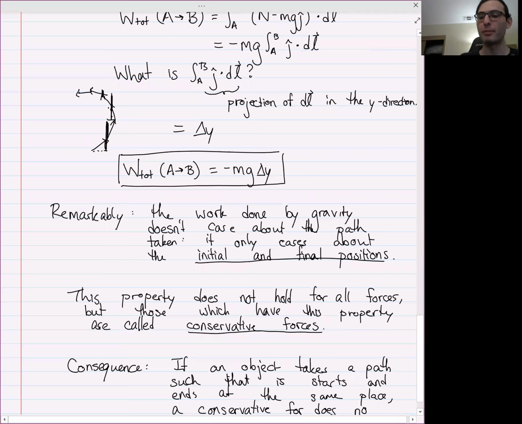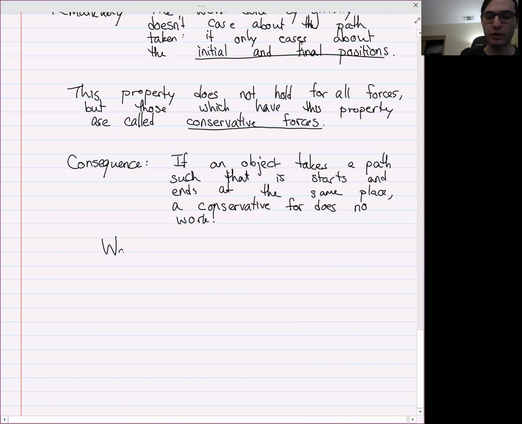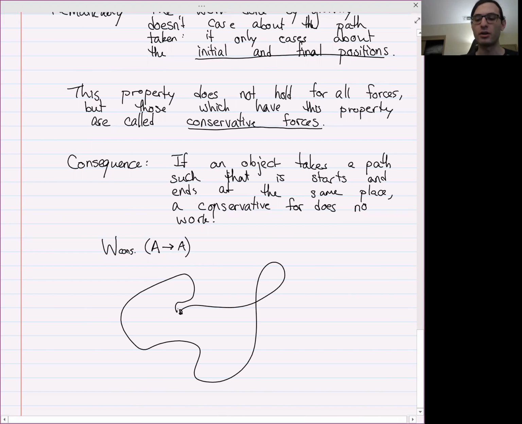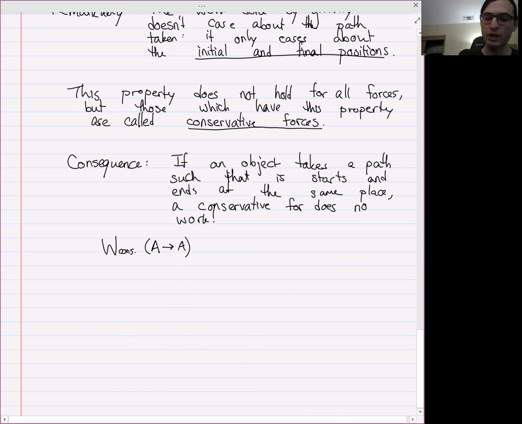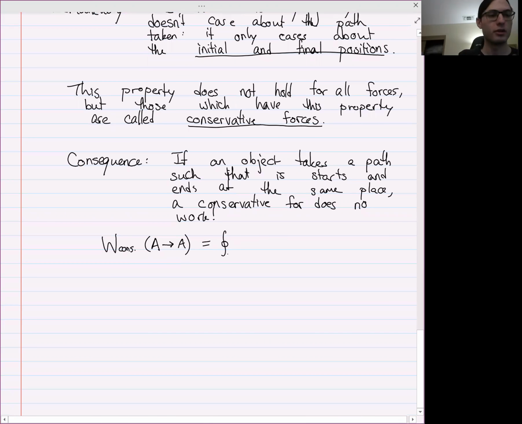So mathematically, we might write W conservative, I'm going to abbreviate it cons, of A back to A. So this isn't just sitting still. It could be traveling in a crazy loop and then going back to A, right? This is equal to the integral at A, F dot dl, and this is F cons. This is equal to 0.